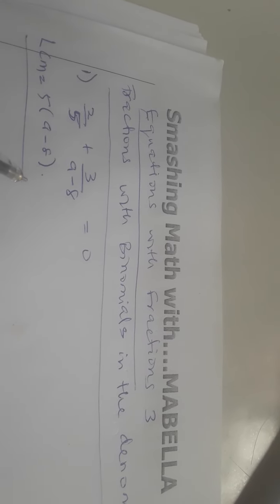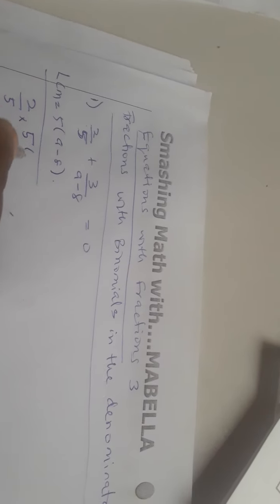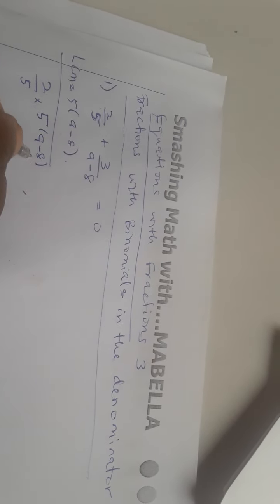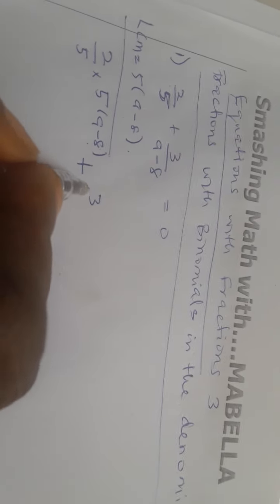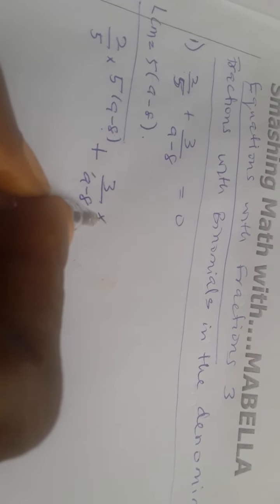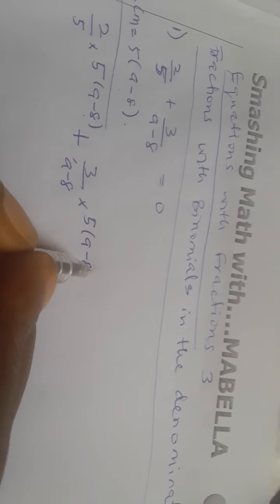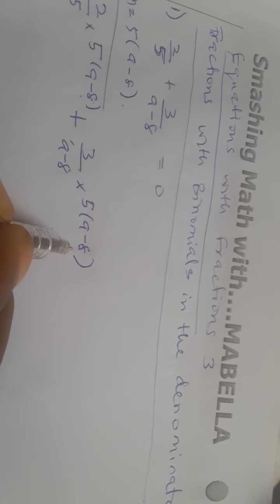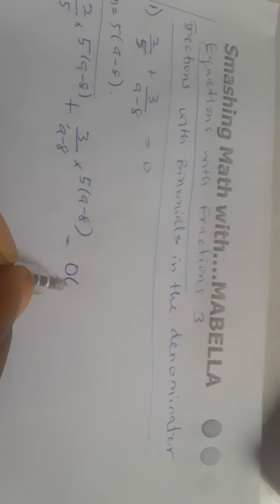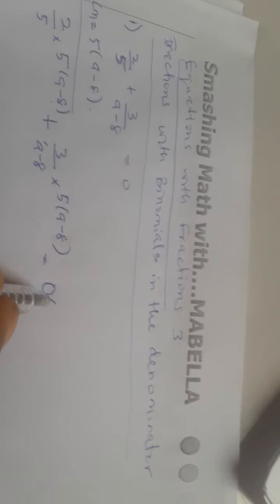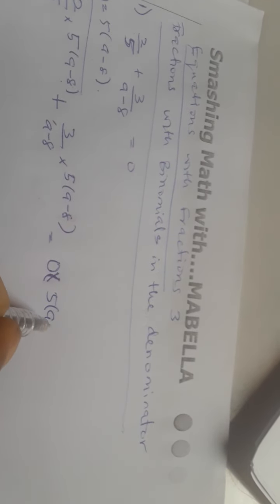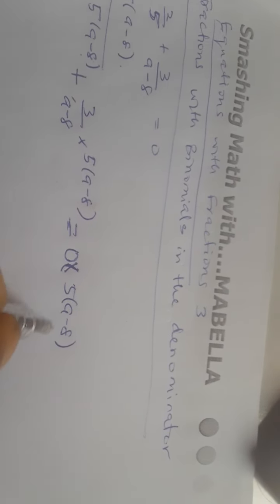Now, you do as I told you. Multiply each term by the LCM. So we have 2 over 5 multiplied by 5 into a minus 8, plus 3 all over a minus 8 multiplied by 5 into a minus 8. Remember, 5 into a minus 8 is the LCM. This is equal to 0 multiplied by 5 into a minus 8. This automatically becomes 0, so nothing to work out there.